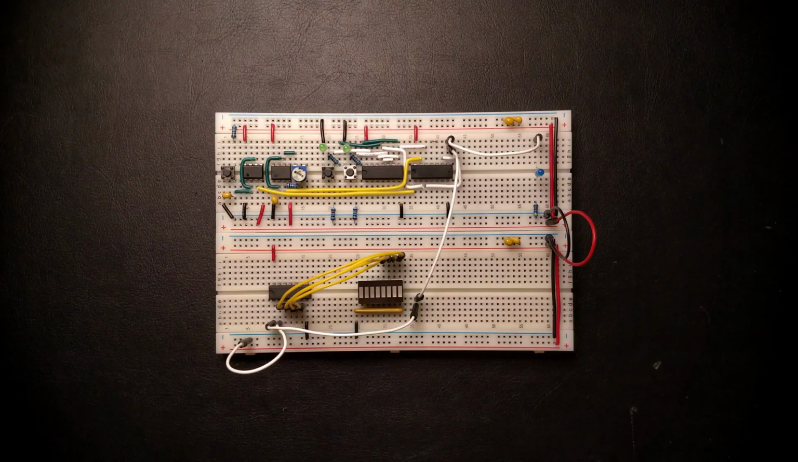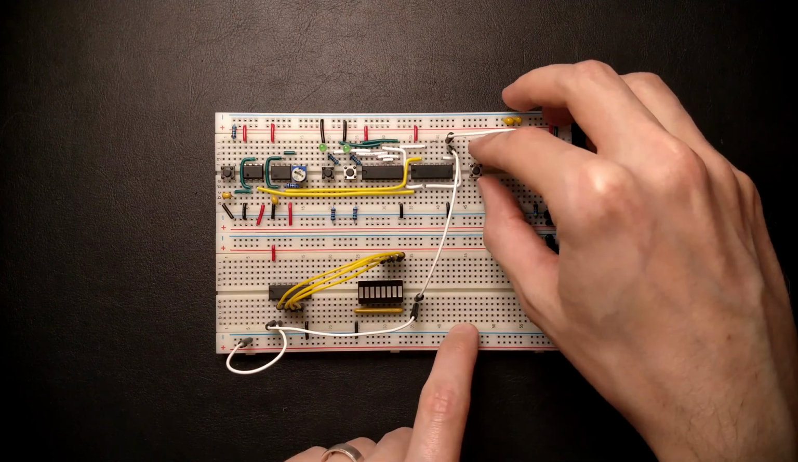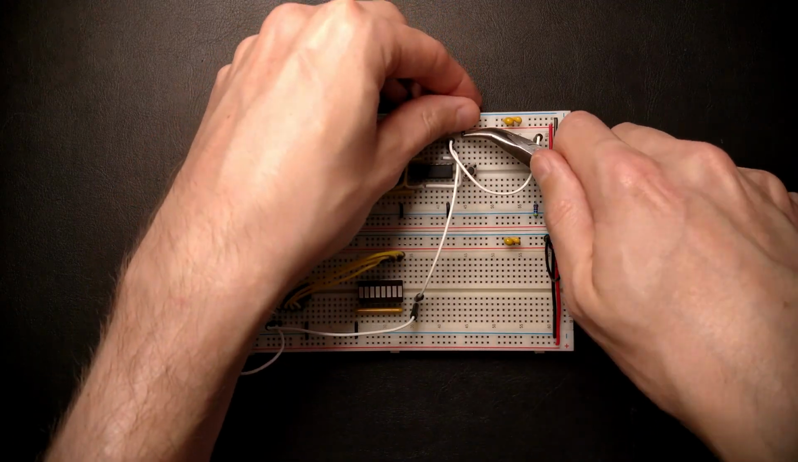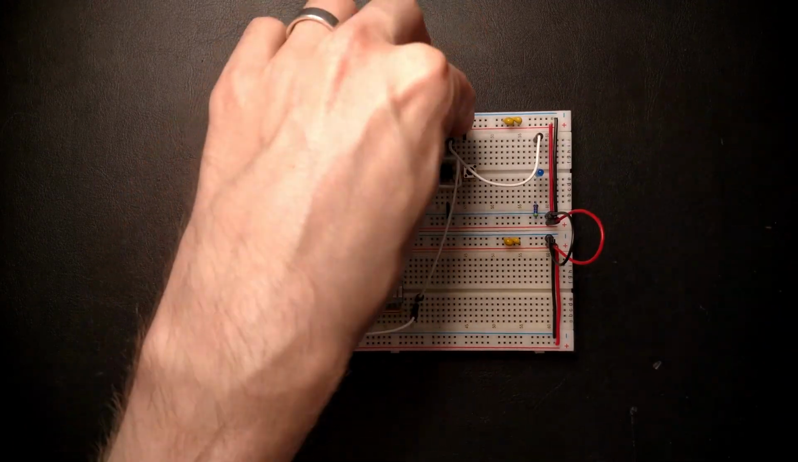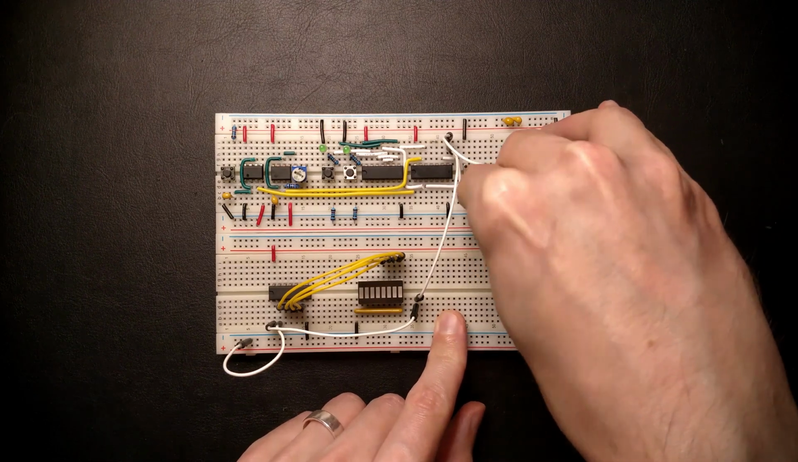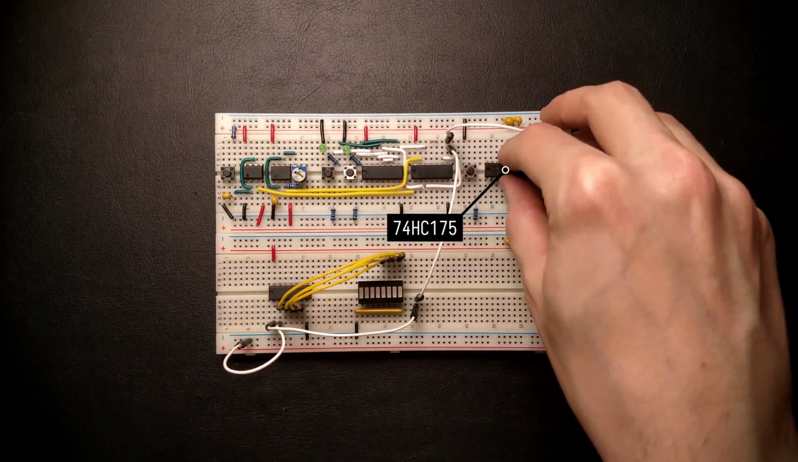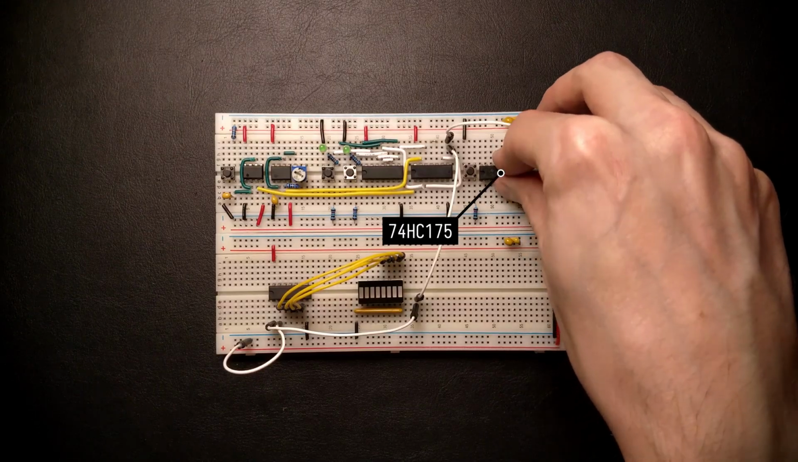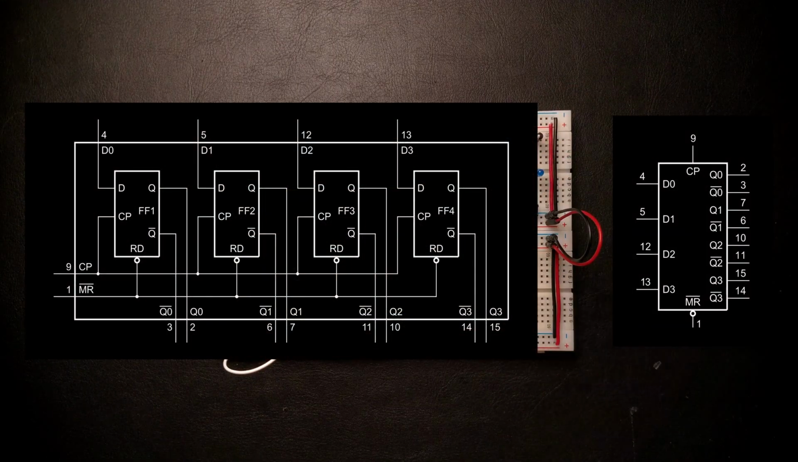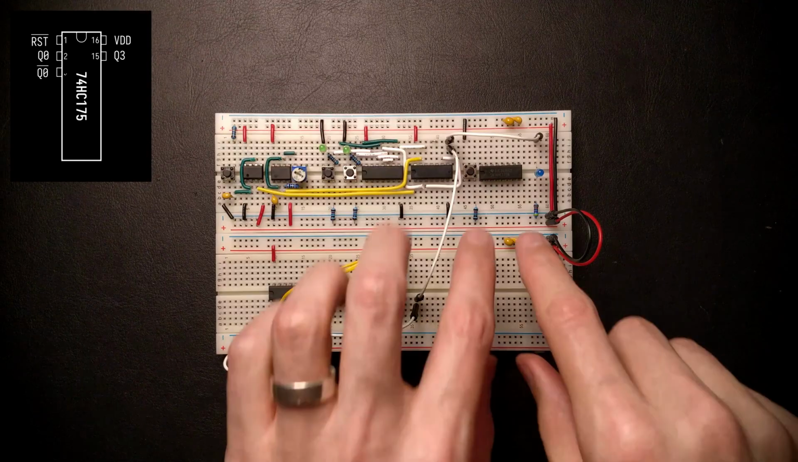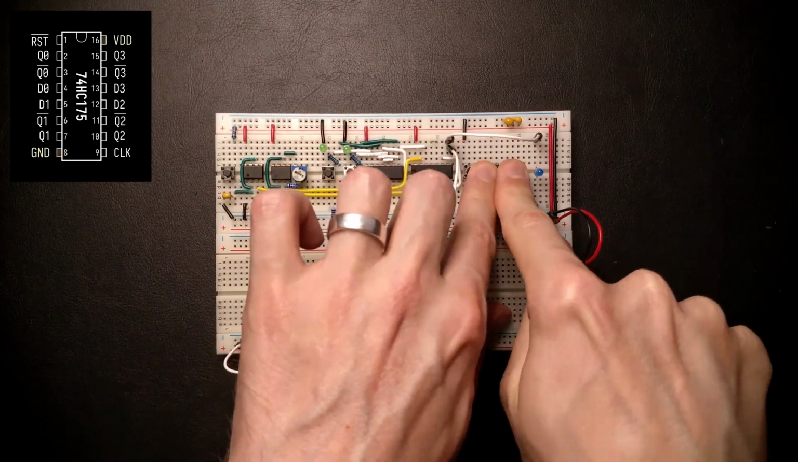So let's build this up on the breadboard. First, we want a reset button. Connect that to ground on one side, because the reset of our flip-flops is going to be active low. And add a pull-up resistor to VDD on the other side. I'm going to use the 74HC175 chip, which contains 4 flip-flops with a common reset and clock pin, and inverted and non-inverted outputs for each flip-flop. That will give us quick access to an active high and an active low reset signal in our design. So let's put this down and connect up power and ground.